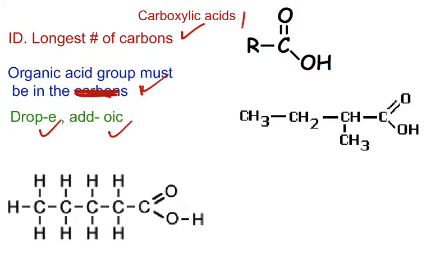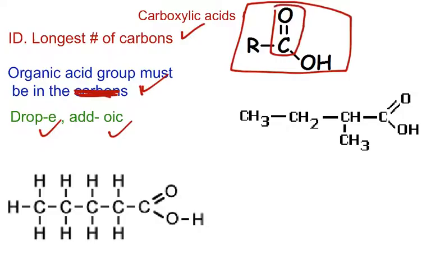Now you recognize organic acid groups or carboxylic acid groups by a carbonyl connected to an OH. So when you put carbonyl and OH together, you have this COOH group. That's a carboxylic acid group or organic acid group. That's how you recognize it. So that OH alcohol group with the carbonyl gives us COOH. That's our carboxylic acid.